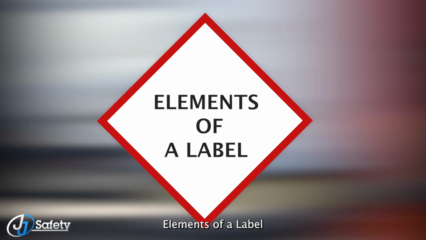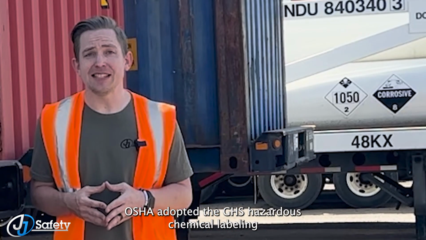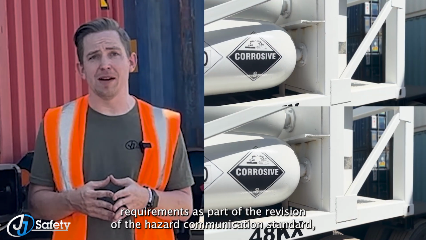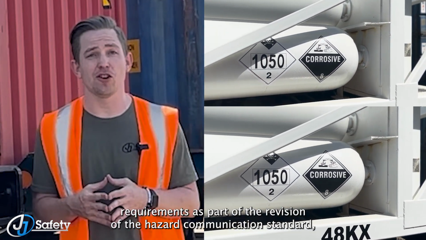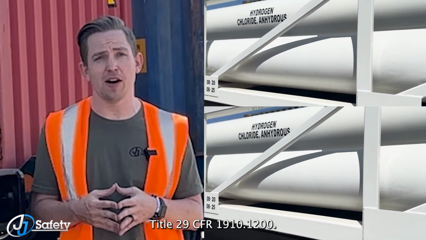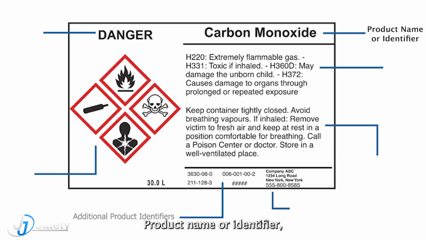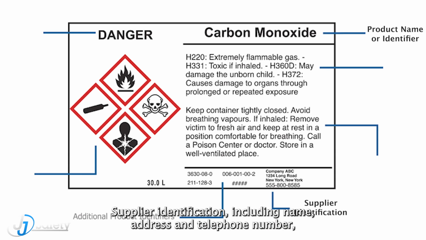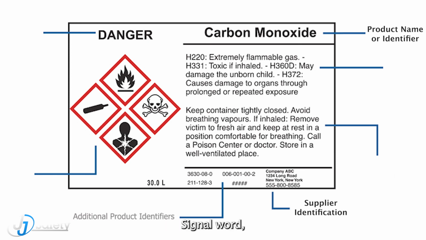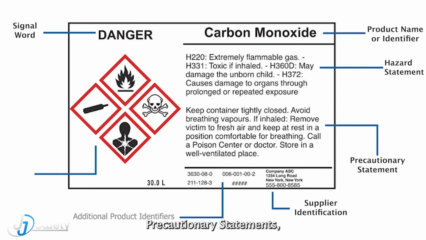Elements of a label. OSHA adopted the GHS hazardous chemical labeling requirements as part of the revision of the Hazard Communication Standard, Title 29 CFR 1910.1200. Labels have 6 required elements: product name or identifier, supplier identification including name, address, and telephone number, signal word, hazard statements, precautionary statements, and pictograms.